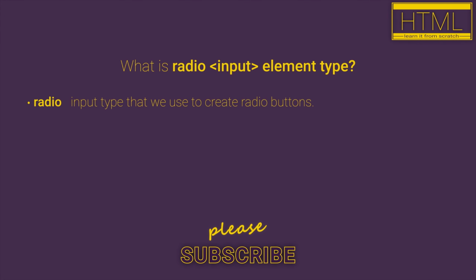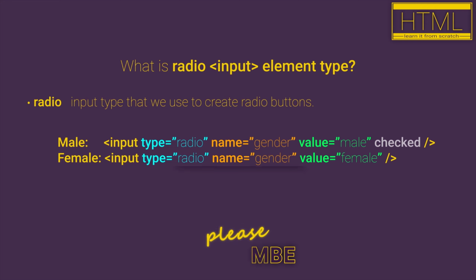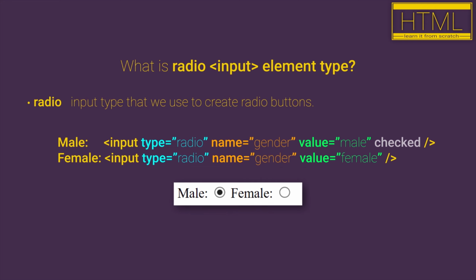It is the input type that we use to create radio buttons. Radio buttons are elements that allow us to select just one option from the list of available options. So basically, anytime you click on one option, all other available options will be deselected.